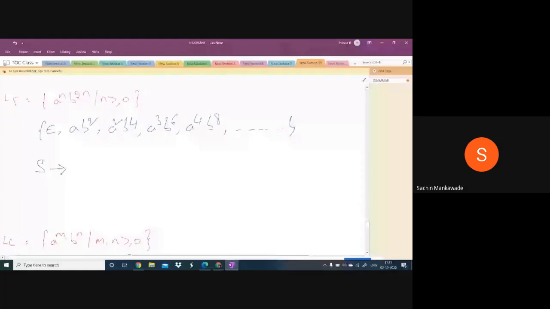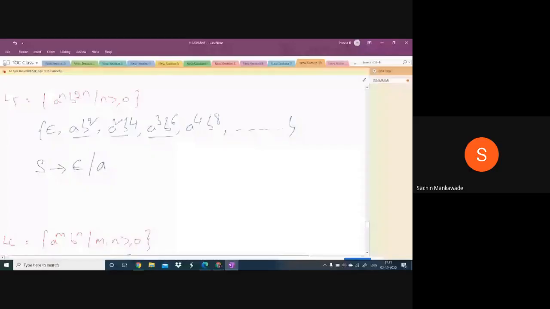What is the grammar for this? The smallest string is epsilon, then ab square, a square b power 4, a cube b power 6, a power 4 b power 8, and so on. So the smallest string is epsilon. Here the b's are double the a's in every string: a and 2 b's, 2 a's, 4 b's, 3 a's, 6 b's. So whenever you generate one a, then generate 2 b's. That's it.